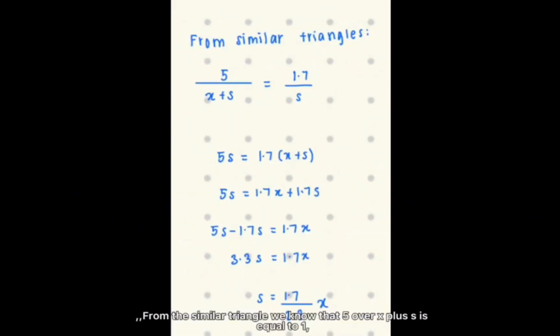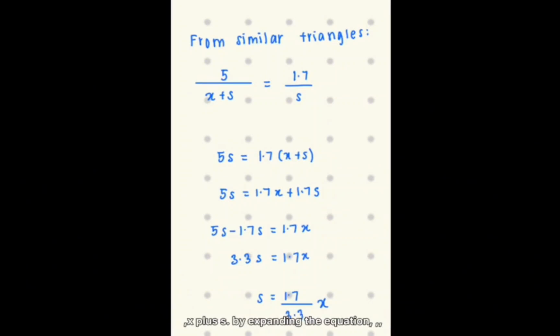From the similar triangles we know that 5 over x plus s is equal to 1.7 over s, and now our goal is to find s. By doing the cross multiplication we know that 5s is equal to 1.7 times x plus s. By expanding the equation, we know that 5s minus 1.7s is equal to 1.7x. What we get is 3.3s is equal to 1.7x. Finally, s is equal to 1.7 over 3.3 times x.